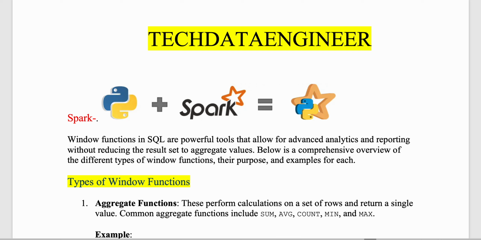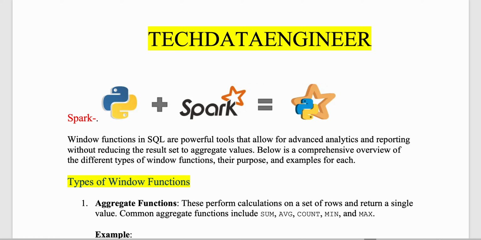Window functions in SQL perform calculations across a set of table rows that are somehow related to the current row. Unlike an aggregation function, which returns a single result for a group of rows, a window function returns a value for each row in the set. So whatever window you create, it will return the entire set instead of a single value.